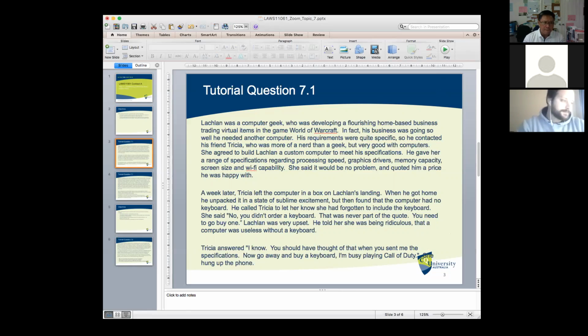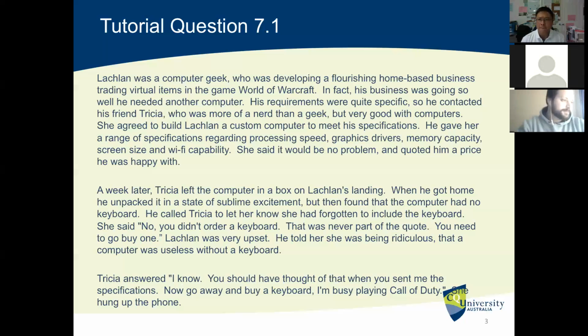Lachlan was a computer geek who was developing a flourishing home-based business trading virtual items in the game World of Warcraft.